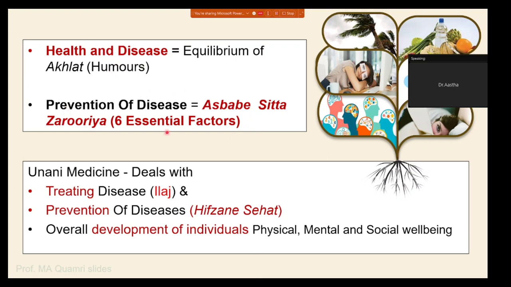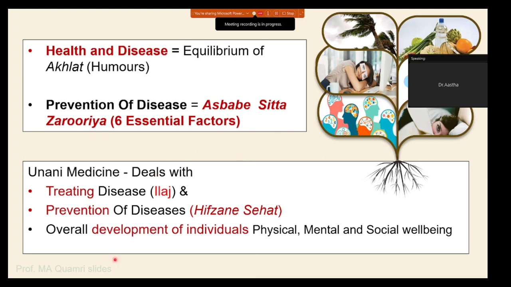As far as the prevention of disease is concerned, I already explained the role and importance of Asbab-e-Sitta Daruriya, the six essential factors, which are prerequisites: the ambient air, eatables and drinks, body movement and repose, psychic movement and repose, sleep and wakefulness, and retention and elimination. All six should be balanced. Otherwise, we need to go for modulation.